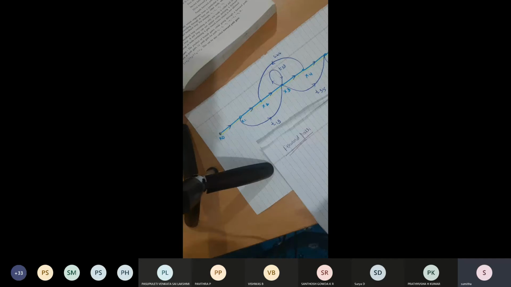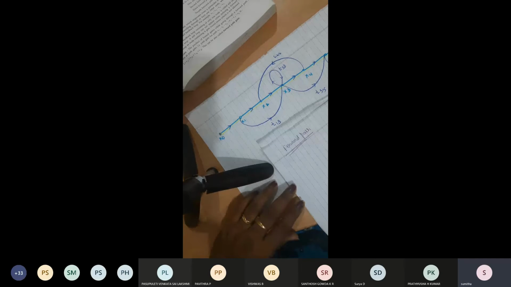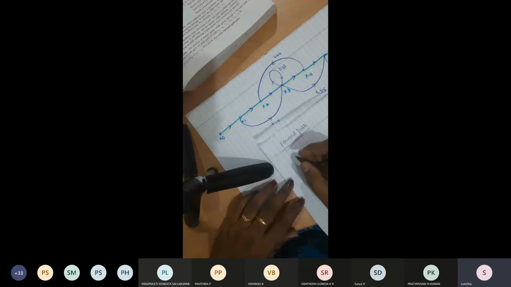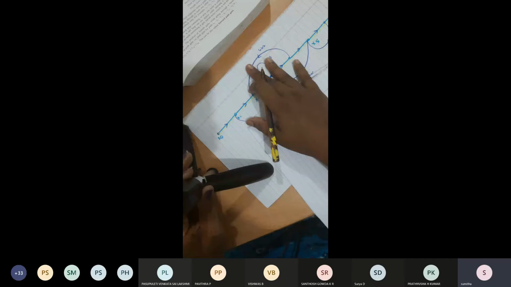That is forward path. Did you understand? So now I will write the forward path. I usually represent it as T1, my first forward path. How will I write that? x0 to x1, x1 to x2, x2 to x3, x3 to x4. Are you getting it, how it is?